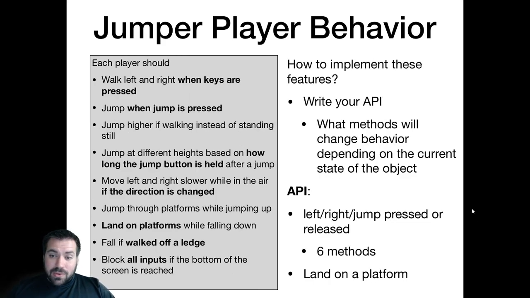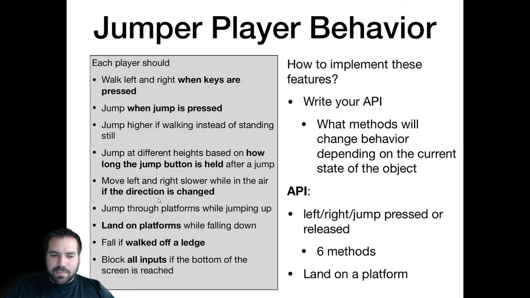So let's go through these 3 steps. API. The API is fairly simple in this one. It's whenever the player presses or releases a button. So the only inputs that we have to our player are pushing the left key, releasing the left key, pushing the right key, releasing the right key, pressing the jump key, releasing the jump key. And then also I use a 7th method for when the player lands on a platform, what should happen. That's a behavior that's going to change based on the state that we're in. So landing on a platform, walk off a ledge, that's going to be when left or right is pressed.